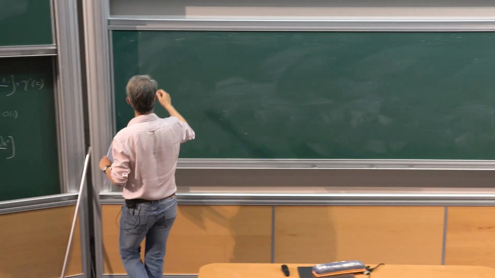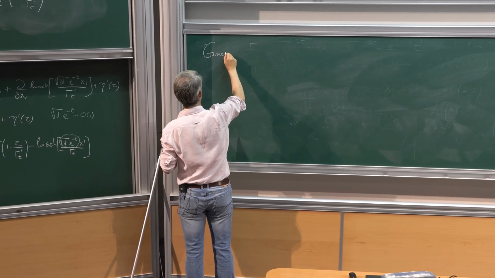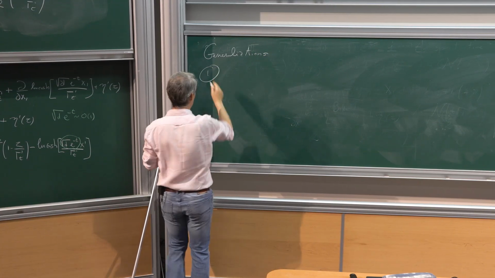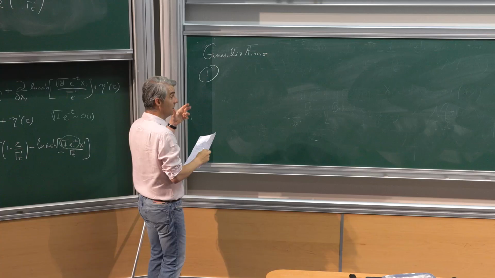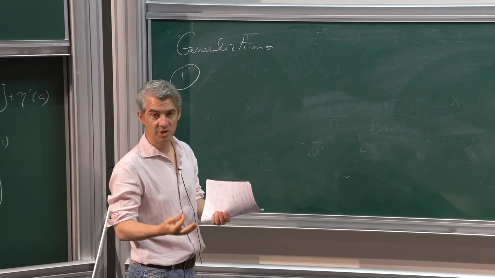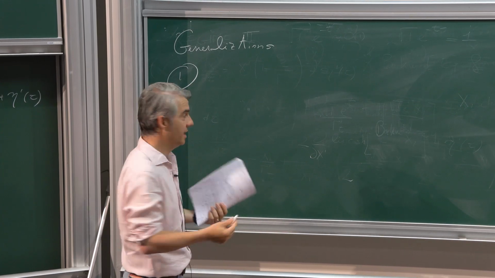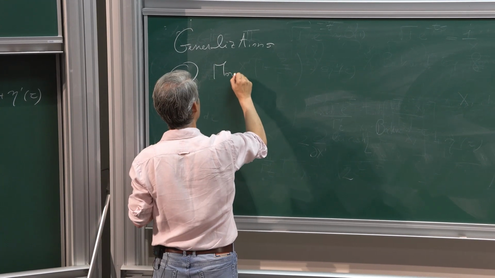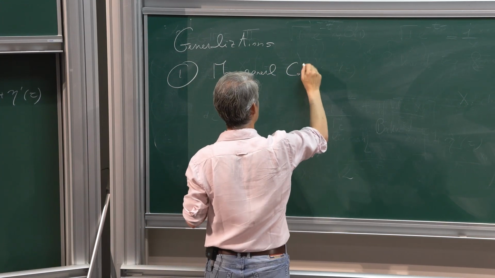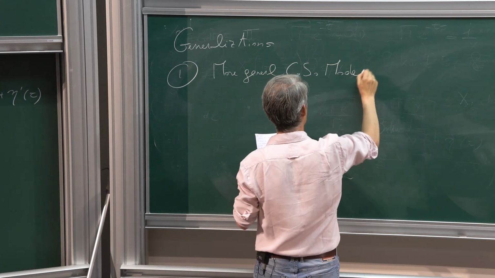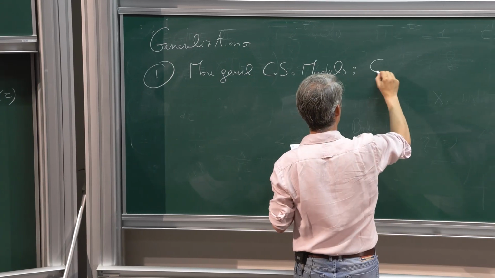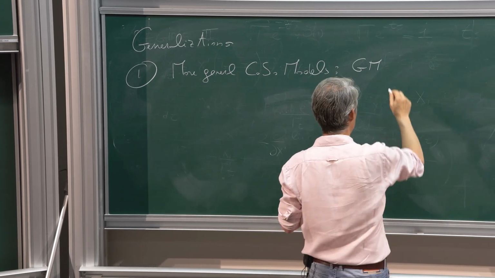Okay, so generalization. One thing that you may want to do is do the same computation, but not on this simple Gaussian mixture, but on more general models. You can do more general, I would say, computer science models. General CS. And what do I mean by this? Well, you can take, for example, a Gaussian mixture with more than 2.